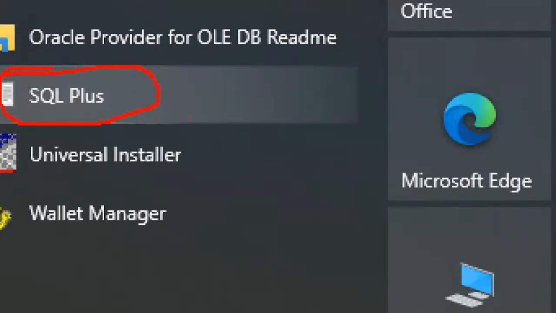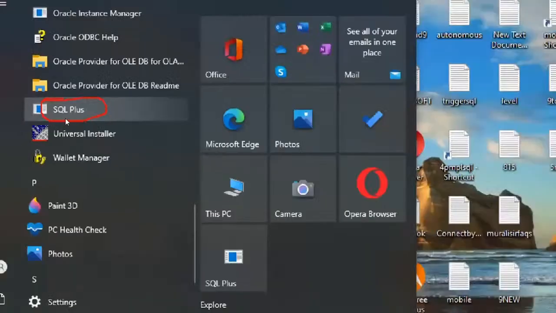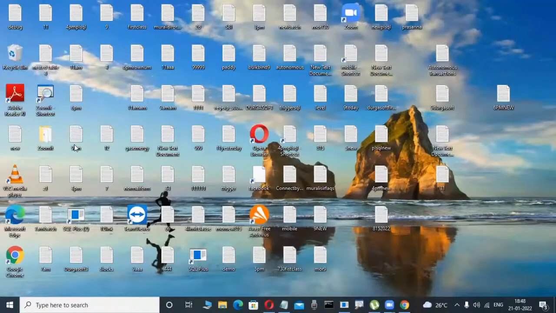Again, SQL Navigator is a tool that is there. Toad is a tool that is there. Those are all explicit GUI tools. But for SQL Plus, you are not required to load it. Once we load the Oracle software, that SQL Plus tool is automatically available.